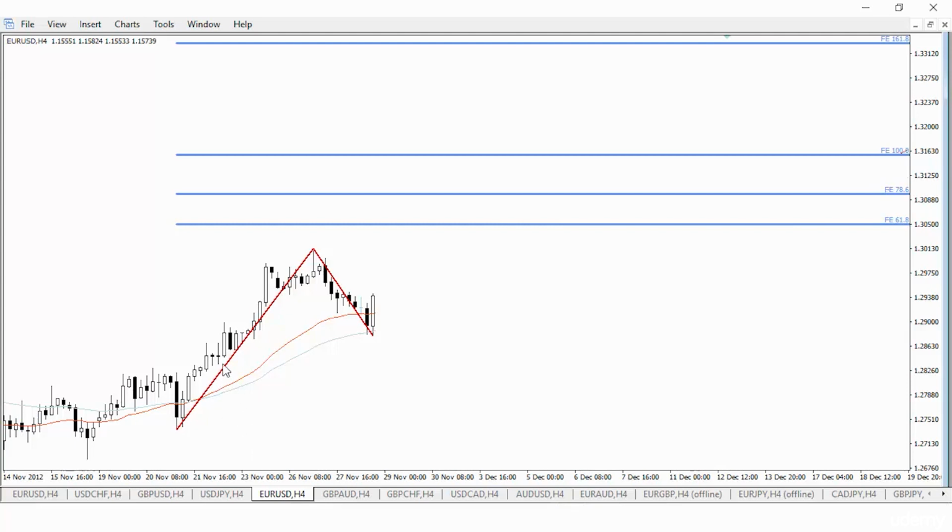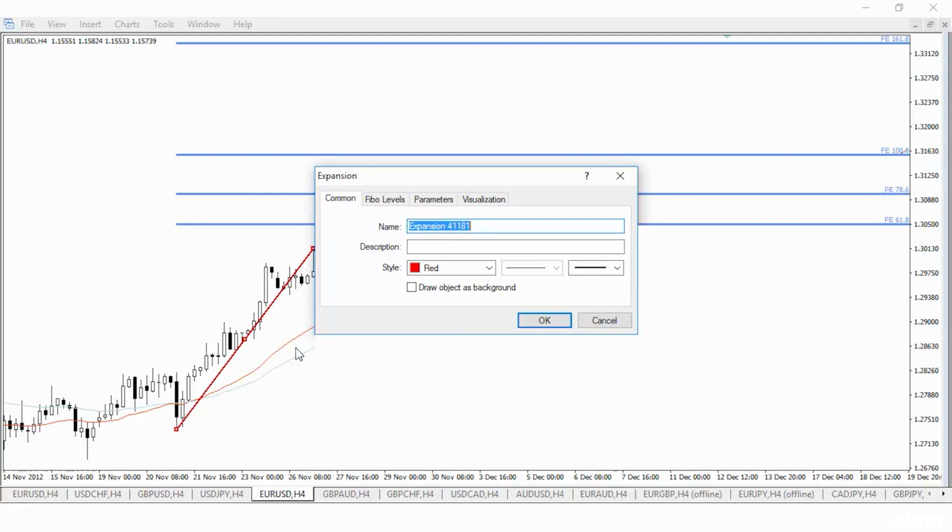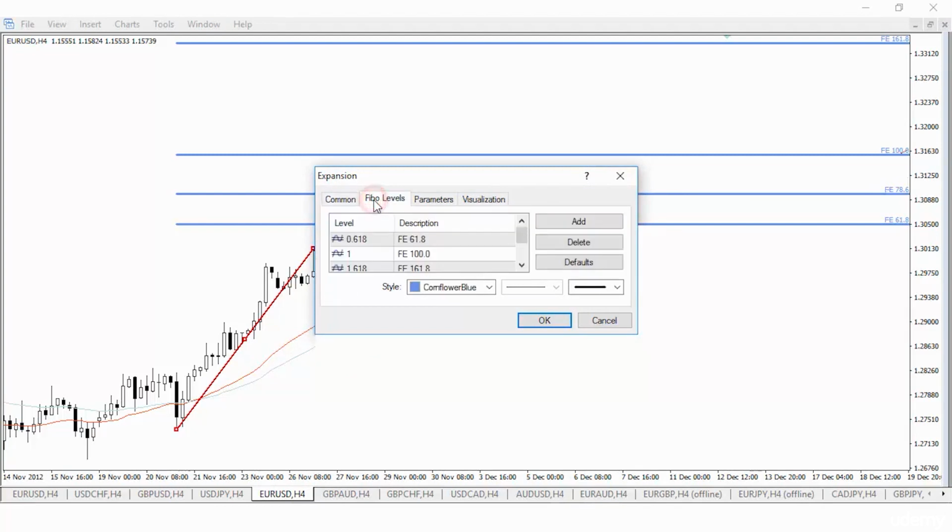To do that, just double click on the red dotted line so that the lines will be highlighted, then right click your mouse on the highlighted red line. A new pop-up window will open. From here select expansion properties. Then another pop-up window will open. Here click the tab named Fibonacci levels. Here you can set the values of the Fibonacci expansion levels. So click the add button to bring up a new level and then type 0.786 in the first field, and in the second field on the same row type FE 78.6. And we are done setting the 78.6 Fibonacci expansion level. Now click the OK button to finish the setup.